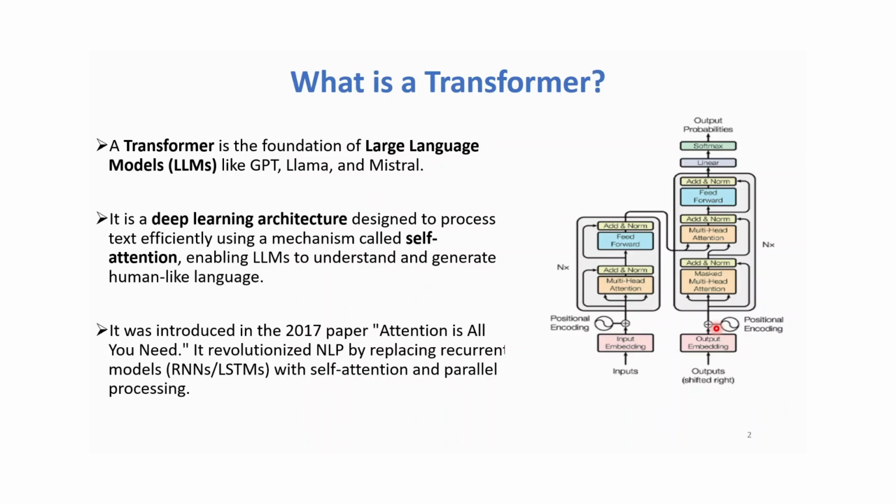Don't worry if you're not understanding the components involved in the transformer at this point of time. By the end of the part 2 video, you should be able to understand each and every component of this transformer. A transformer is a deep learning architecture designed to process text efficiently using a mechanism called self-attention. Self-attention is the core idea that they introduced in their transformer paper. That's why they also named the paper "Attention is all you need."